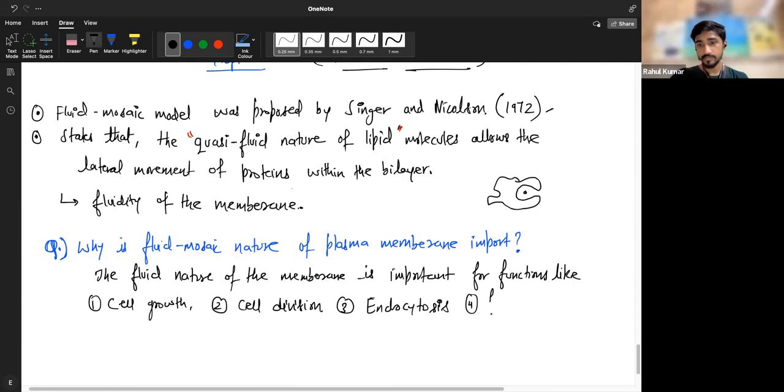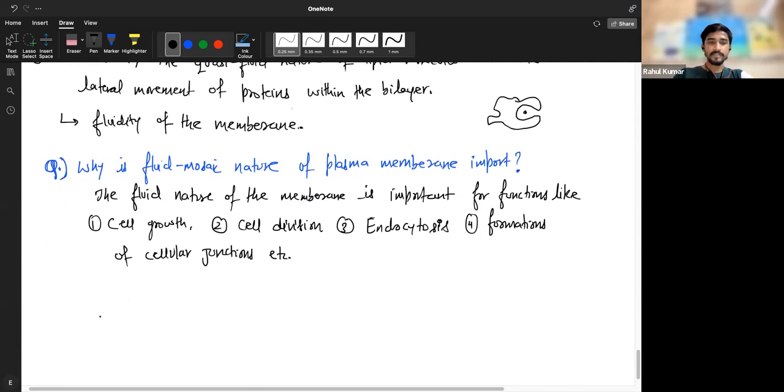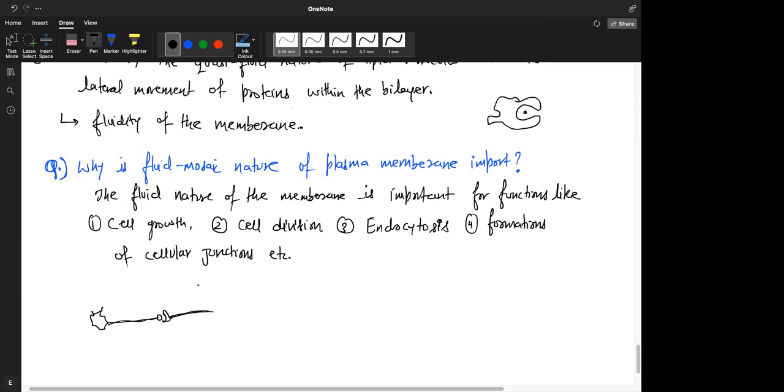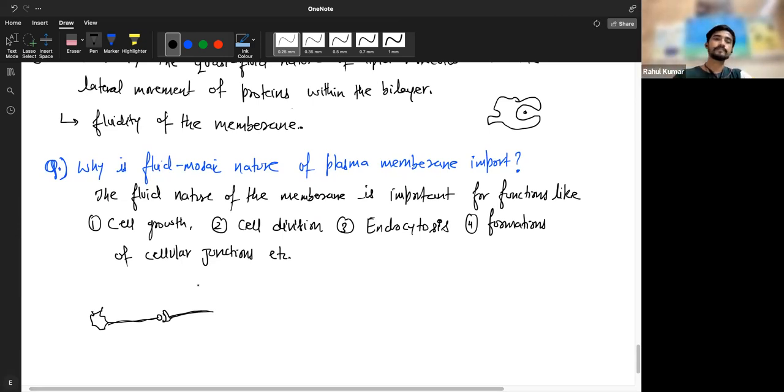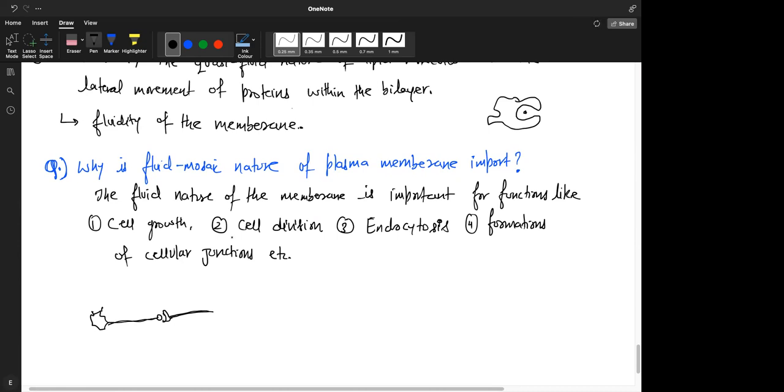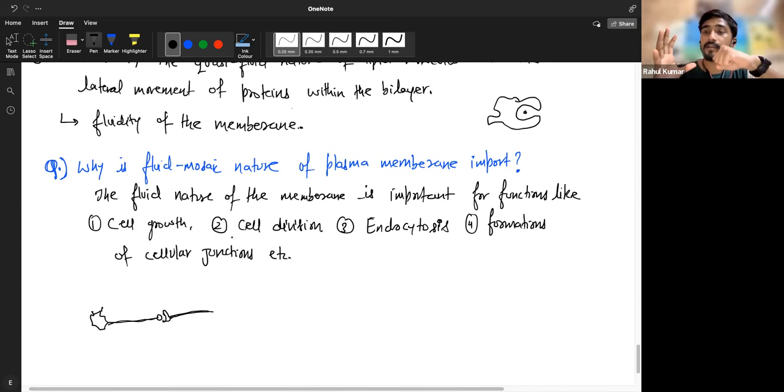Fourth, formation of cellular junctions, connections. So these are the four most important. Junctions are where one cell, so this is one neuron, it has one axon, and now this axon will form a junction with another neuron. So when two cells form a connection, that's called a junction. These junctions are also formed because the cell is fluid, because you have to change the shape in the right way.